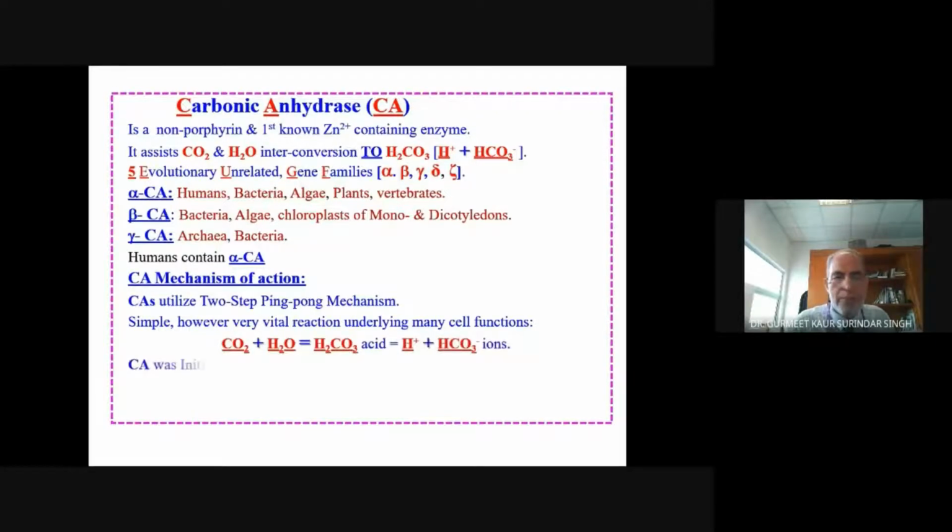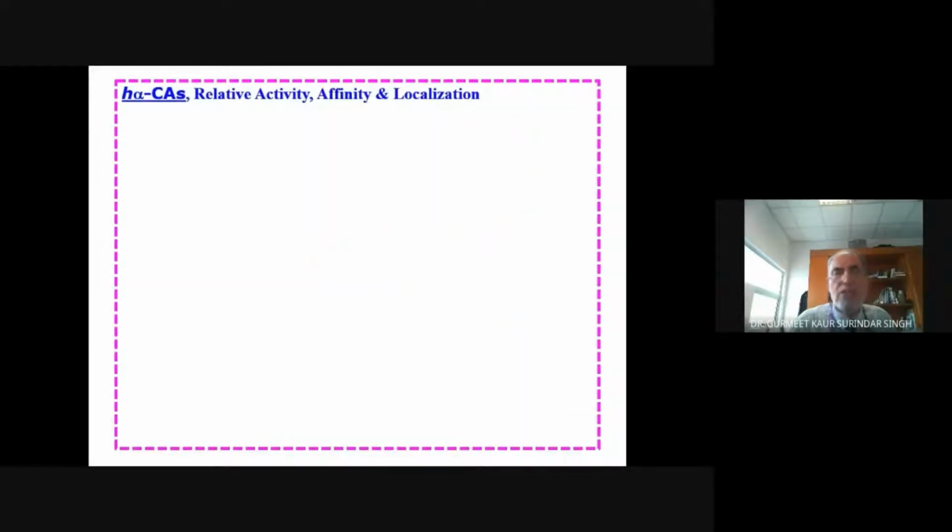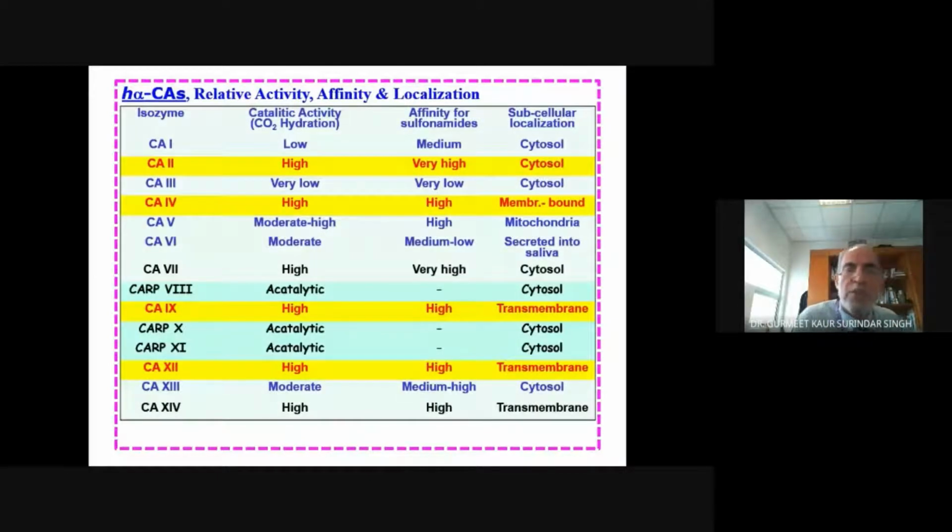So carbonic anhydrase was initially identified in red blood cells of cows, but later it was found to be abundant in most tissues of mammals, plants, bacteria, algae, and so on. In order to see the potential of these 15 isoforms, we will concentrate on 4 of these 15 isoforms, which are interesting according to our research in cancer: carbonic anhydrase 1, 2, 9, and 12, and also 4 to some extent.